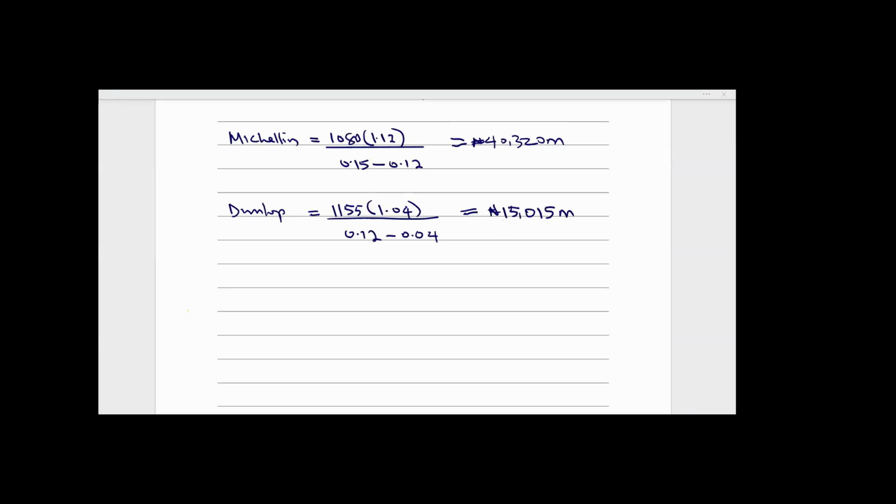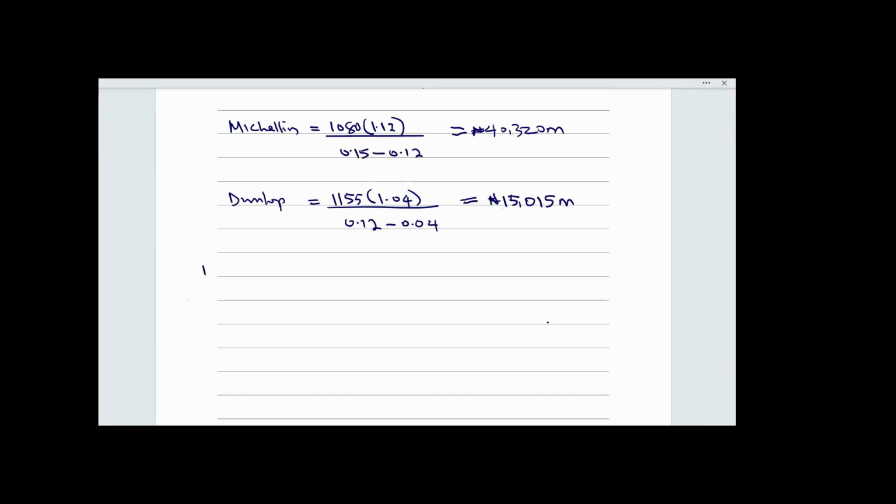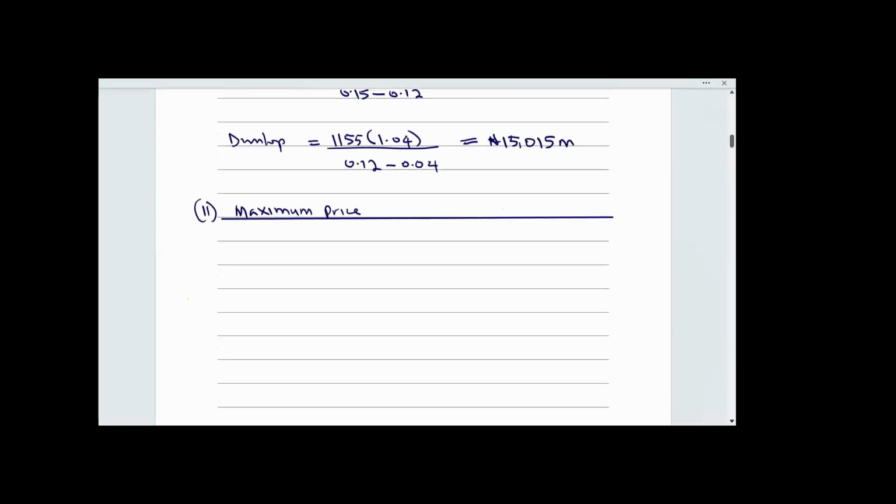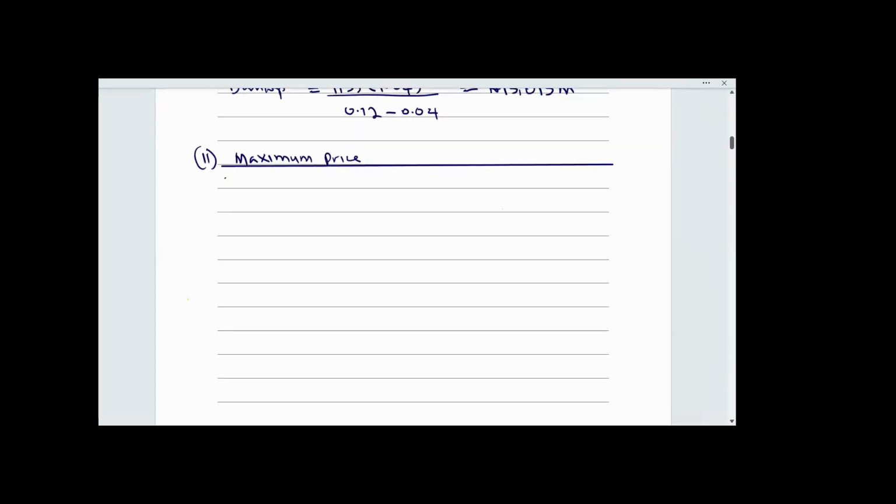The maximum price. All right, I did not tell you this when I was explaining. I can't remember if I told you. In any case, number 2, C2, maximum price. Let me show you now. So in business combination, when you're asked to determine maximum price, simply put, let me scroll down. The maximum price, let me put it down for you.